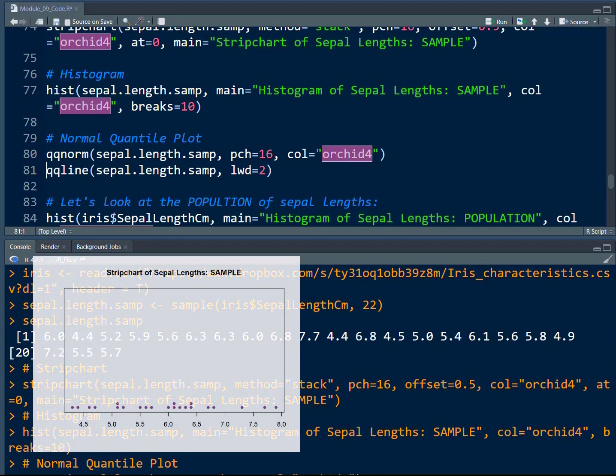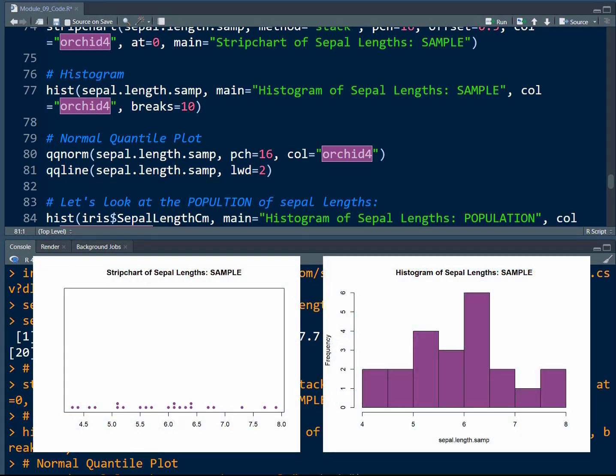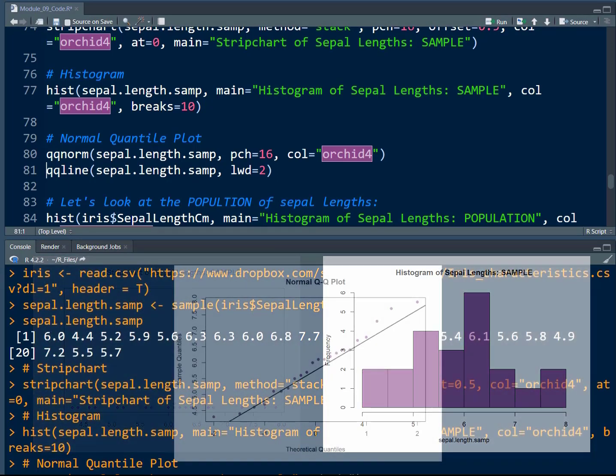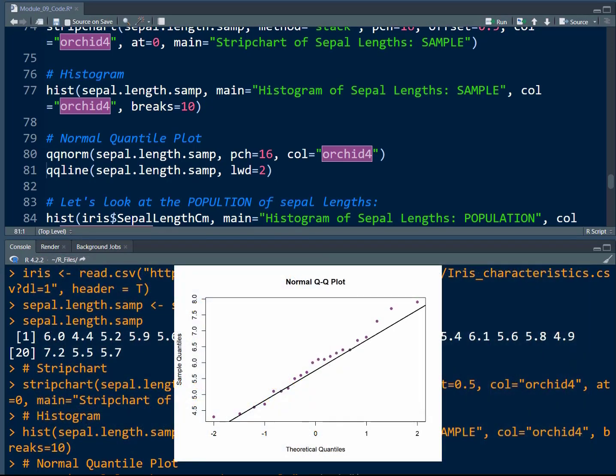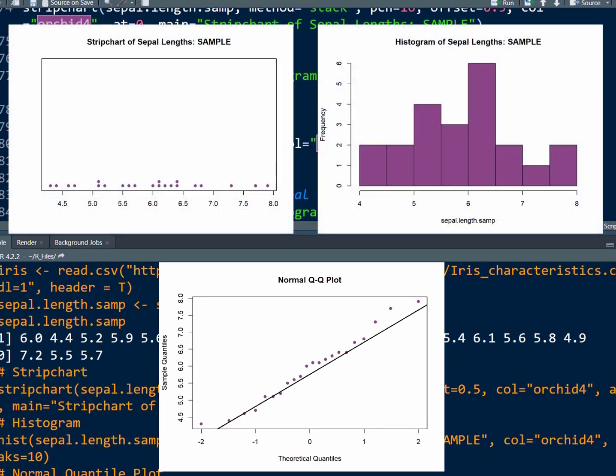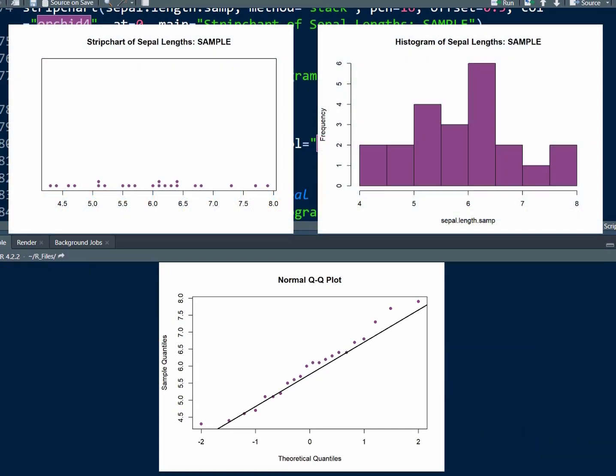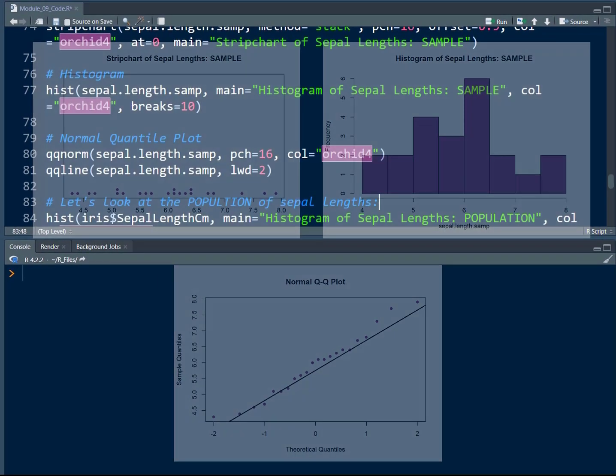In this strip chart and histogram, there doesn't appear to be any evidence of strong skewness or outliers. The normal quantile plot demonstrates points that do not differ significantly from the line. Based on what we can see in these plots, it appears that it would be a reasonable assumption to believe that the sepal lengths population is approximately normal.